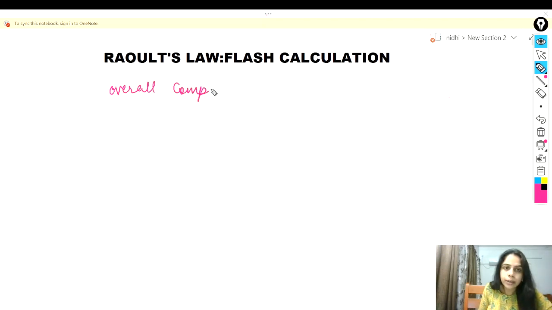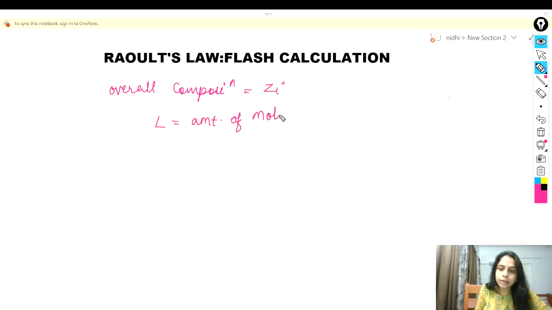So the overall composition is denoted by Zi, and L and V denote the amount of moles in the liquid and vapor phase. L denotes the amount of moles in the liquid phase, and V denotes the amount of moles in the vapor phase.